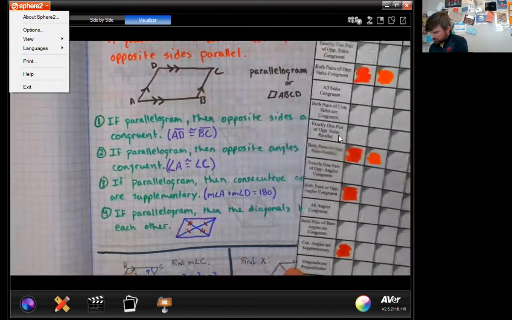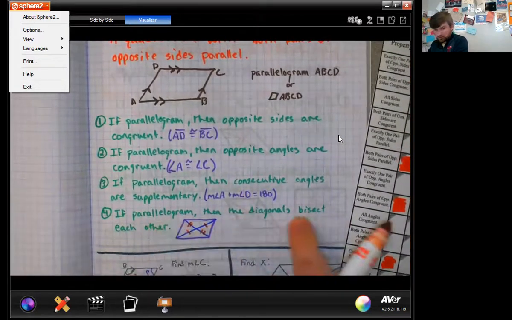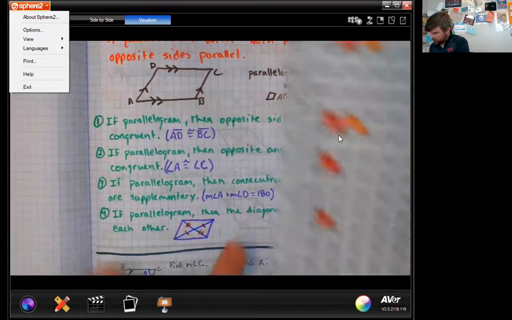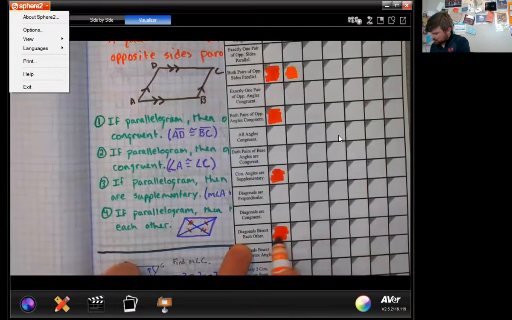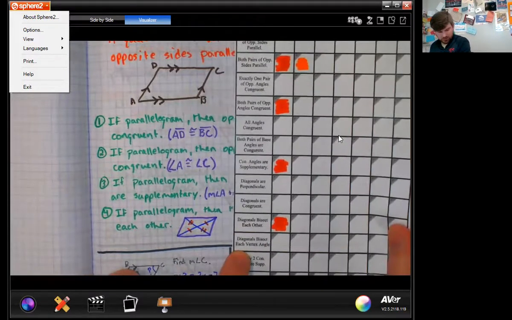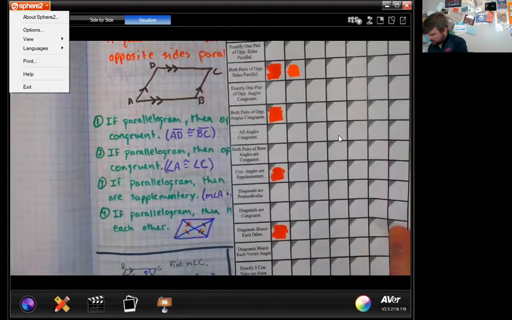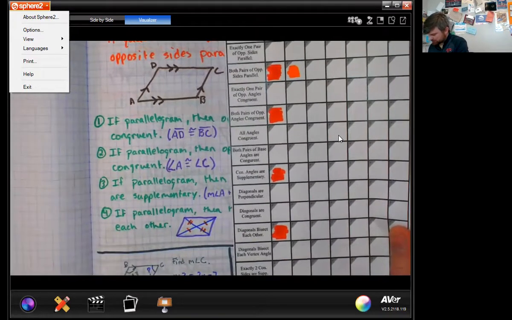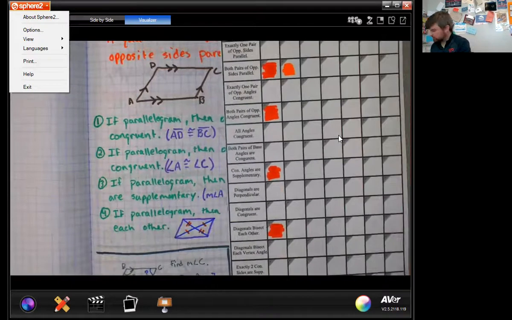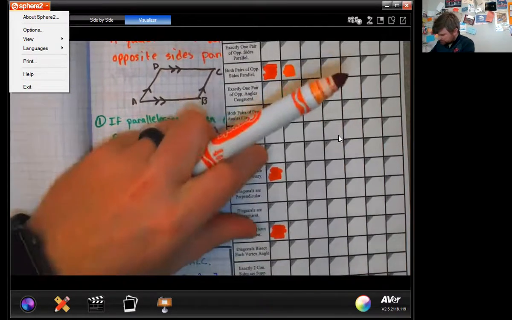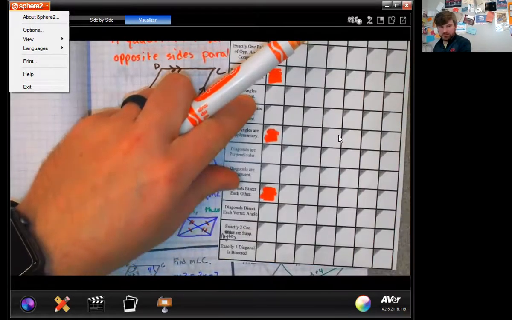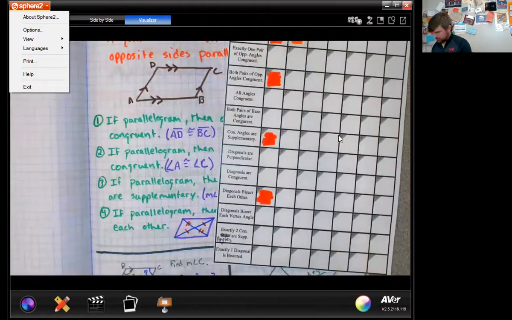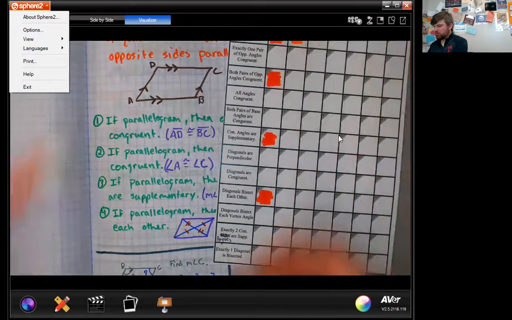Diagonals are perpendicular? No, it actually says the diagonals bisect each other is what we're looking for. Diagonals are congruent? No, diagonals bisect each other. Diagonals bisect each vertex? No. Exactly 2 consecutive sides are supplementary? No. That should be angles actually. Okay, that should read angles there. Exactly 1 diagonal bisected? No. Okay, so that is all for the parallelogram.